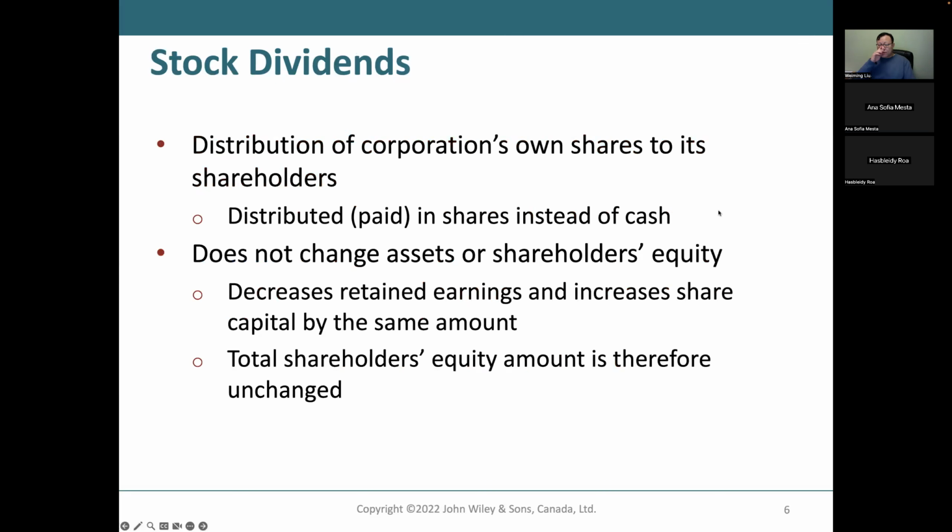Stock dividend, right? So in chapter 13, we learned about company will declare a dividend, and they are going to pay the dividend to the shareholders using cash, right? So that's what we have learned. Stock dividends is a dividend, but it's different from cash dividend. For cash dividend, you use cash to pay the shareholder, but stock dividend is that you give the shareholder stocks, shares. Okay, that's called stock dividend.